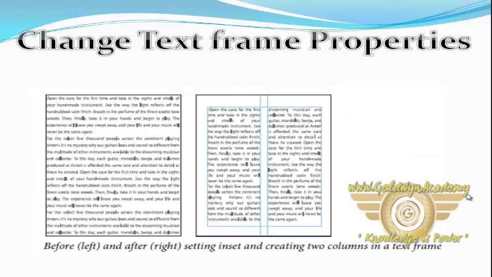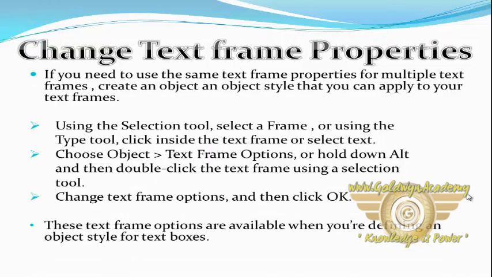The left side document is before, and the right side document is after setting the inset and creating two columns in a text frame. If you need to use the same text frame properties for multiple text frames, create an object style that you can apply to your text frames.